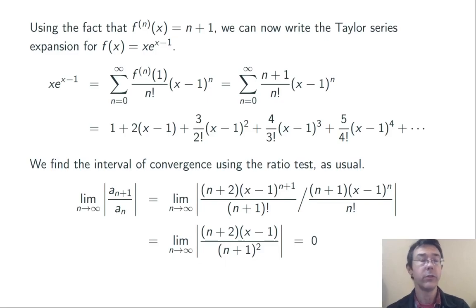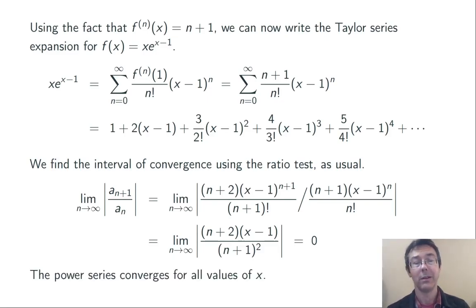So the ratio test says that whenever this limit is less than 1, I get convergence. But the limit's always 0, always less than 1. Therefore, the series is going to converge for all values of x. To say it slightly differently, the radius of convergence is infinity in this case.